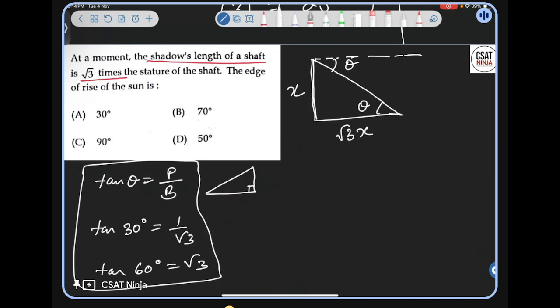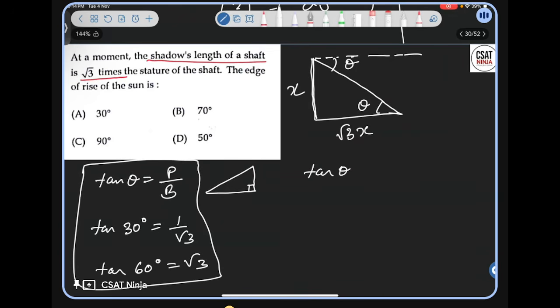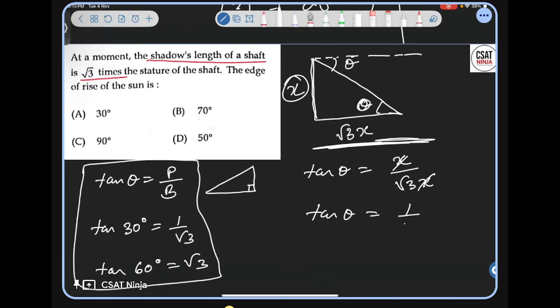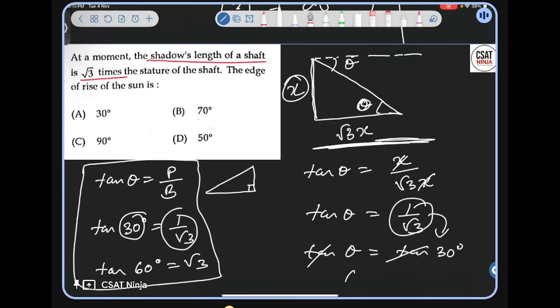So what's the value here? I'll apply tan theta here, tan theta. If this is theta here, this one is perpendicular, which is tan theta is perpendicular by, what is base? Base is this floor one, right? Floor is how much? Root 3x. So x and x will get cancel each other. Then tan theta is equal to 1 by root 3. Then how much is 1 by root 3? Tan 30. That means, can I write here tan theta is equal to tan 30 degree. Why? Because 1 by root 3 value is nothing but tan 30. Then tan cancel, that means theta is equal to 30 degree. So the answer here is 30 degree, which is option number A there.